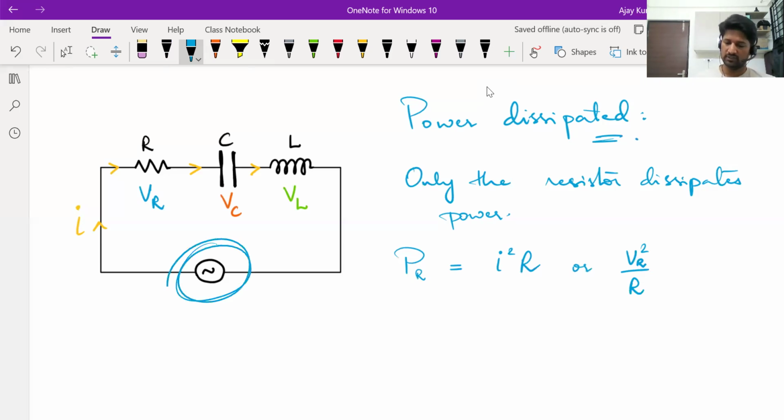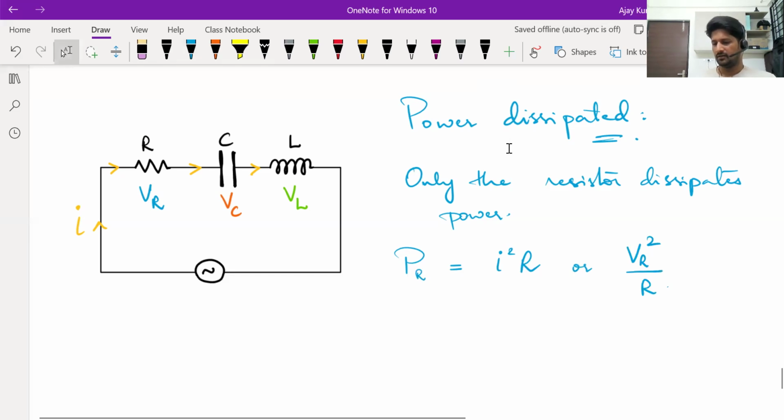You can't do this with the EMF. You can't assume this EMF is applied directly to the resistance. No. Okay. You can't take the EMF E. You have to find out the voltage across the resistor. Based on that only, you can tell what power is dissipated by it. So let me write it clearly. Voltage across the resistance squared divided by R.